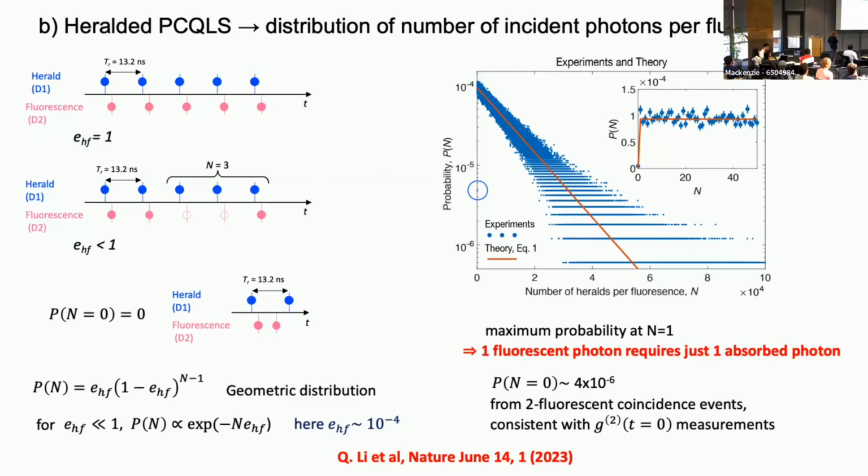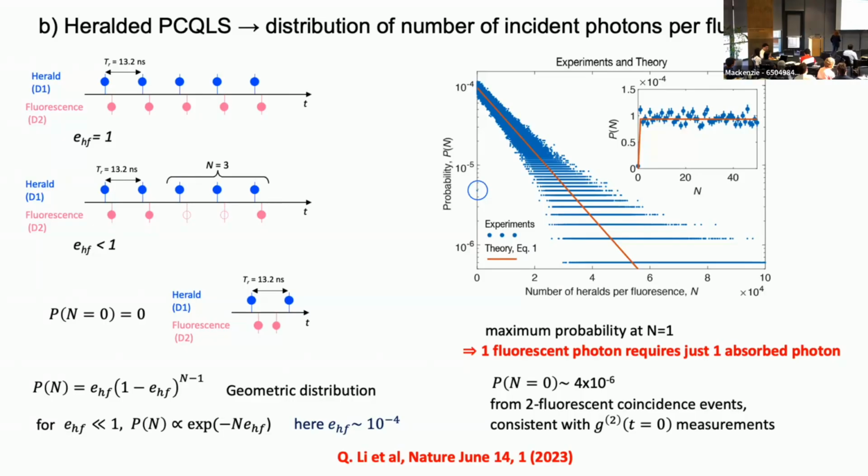So what we do here is we take all our counts of herald and fluorescent times, and then we construct a histogram of the number of herald photons detected per fluorescent photon. So if everything's perfect, if we have perfect efficiency of fluorescence, then for each herald, you would have 1 fluorescent photon. But actually the fluorescence efficiency is more like 10 to the minus 4, which starts to make you realize these are hard experiments.